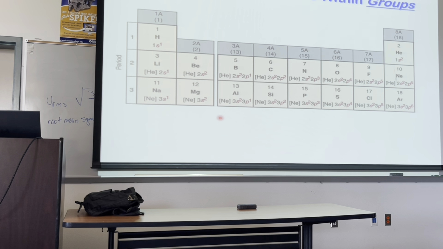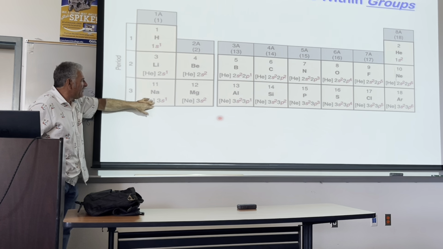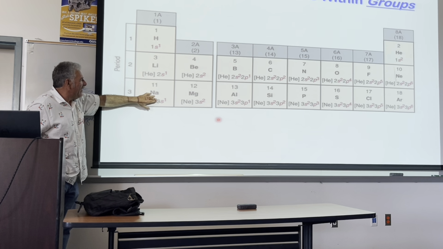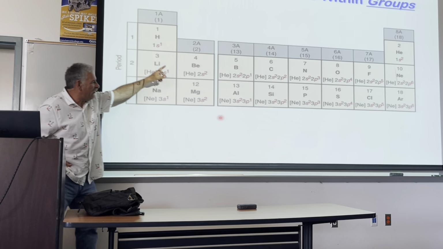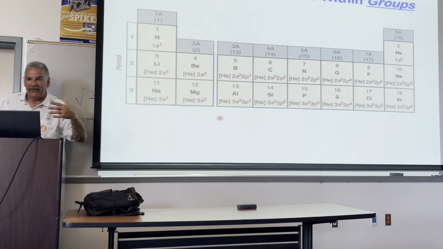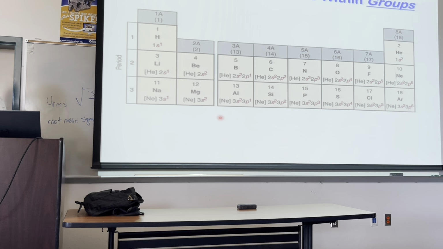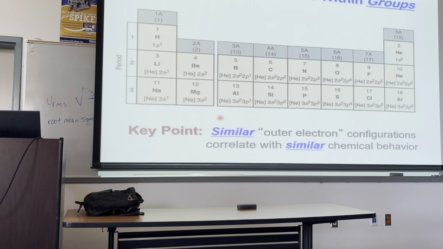Configuration within groups: the reason that all the alkali metals are 1+ and 2+ is because they have the same electronic configuration, so they behave the same way within a group or family. Similar outer electron configurations correlate with similar chemical behavior. Again, you act like your family.